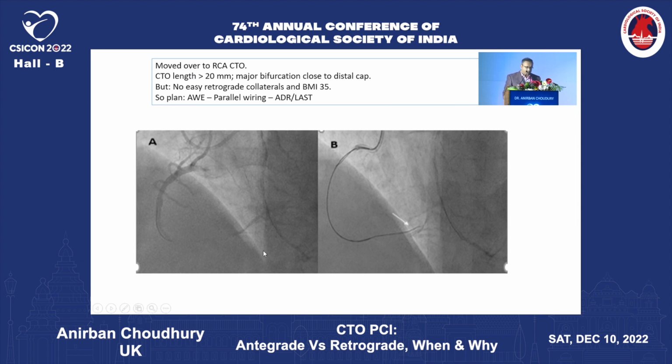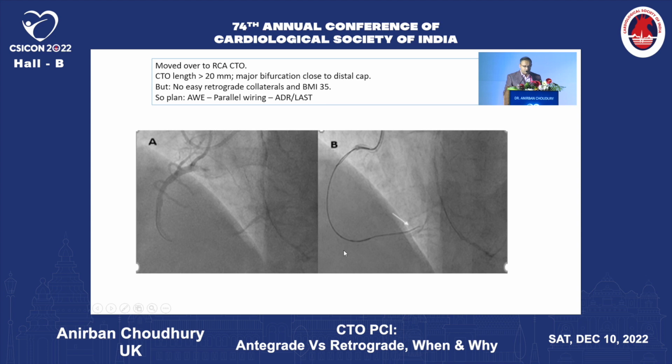Length of the CTO probably over 20. There's a major bifurcation close to the distal cap, not at the cap, but pretty close to it. However, there weren't any easy usable collaterals, and the patient's BMI was 35, which also creates a challenge with visualization when you're doing some complex retrograde cases. So the plan was essentially to try to get wire escalation, keep an open mind, swap over to parallel wiring, and if that also doesn't work, aim for an ADR, but preferably last, because so close to the bifurcation, ADR might be a challenge.